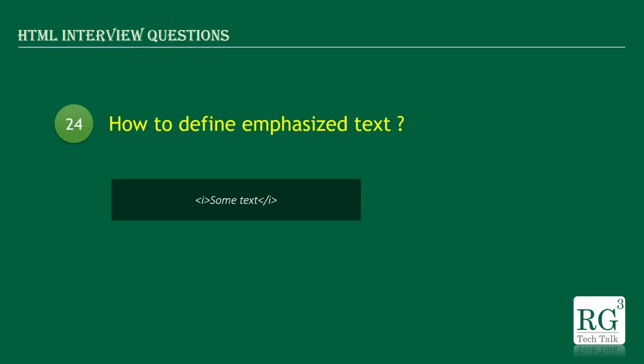Question number 24. How to define emphasized text? Emphasized text is nothing but italic text. So we will represent it with the I tag, with closing, and whatever content you put inside it will be displayed in the browser as italics.